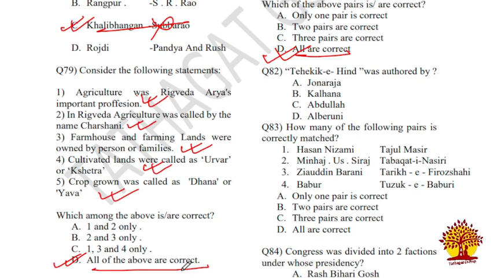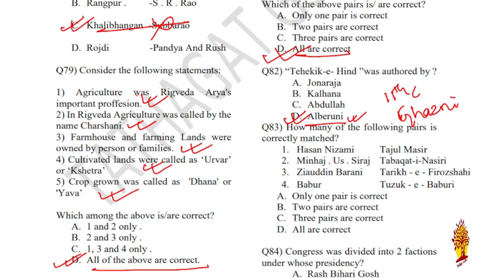Tahqiq-e-Hind authored by Al-Biruni. Option D is the right answer. Tahqiq-e-Hind was written by Al-Biruni, and Al-Biruni came to India during 11th century along with Muhammad Ghazni. And he was very versed across physics, chemistry. He was very well scholared. Okay. Next question, 83rd question.